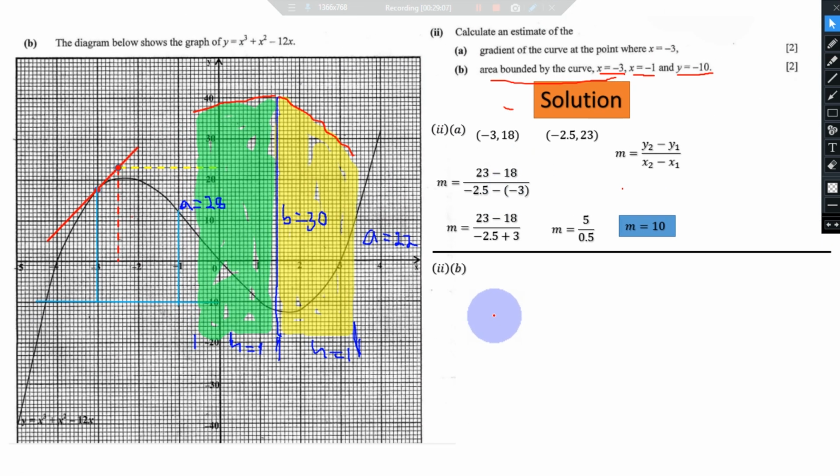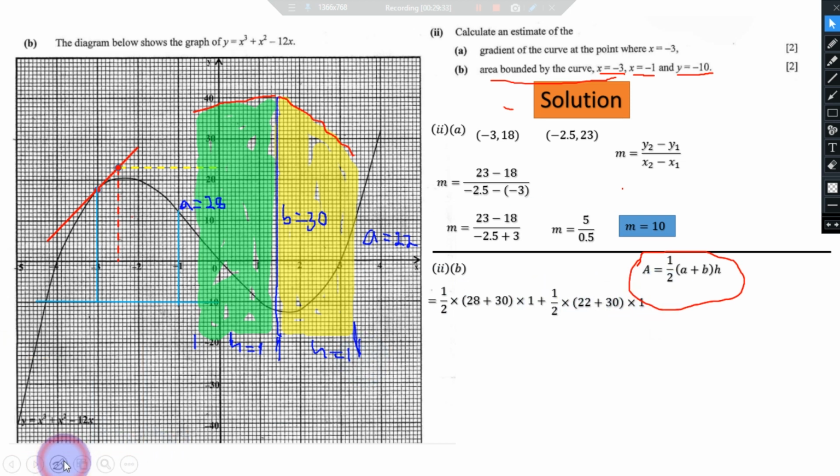Okay, so let us begin. That is the formula for the area of a trapezium. So we are going to start. We have the first slot, so we have indicated for this left side portion, 28 plus 30, then times 1. Then we have the other portion for the other trapezium there.